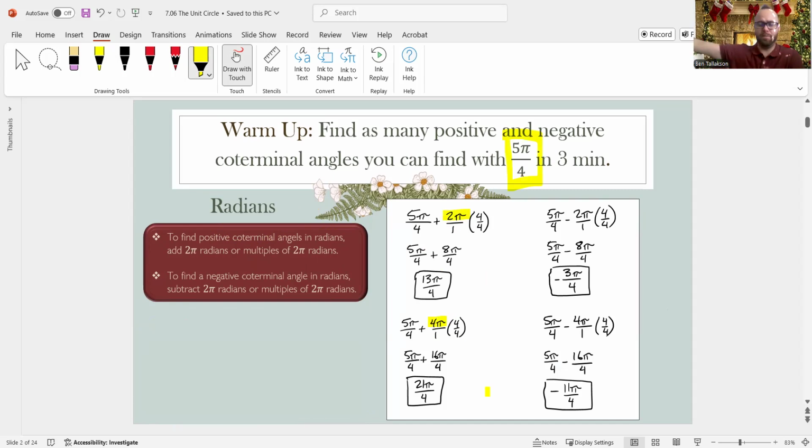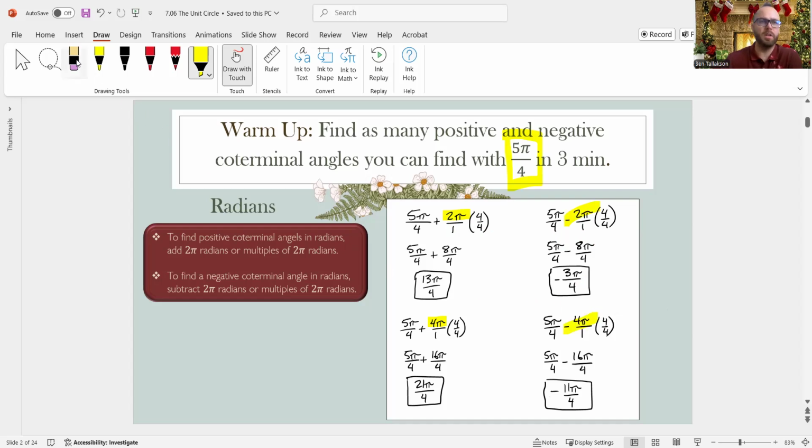Because remember, there's an infinite number of positive and negative coterminal angles. You just keep going around the circle again and again and again. Remember, positive angles are going counterclockwise, and negative are going clockwise. But the idea is very similar. Here you're subtracting 2 pi and increments of 2 pi.